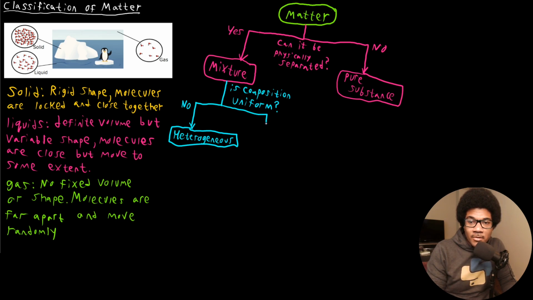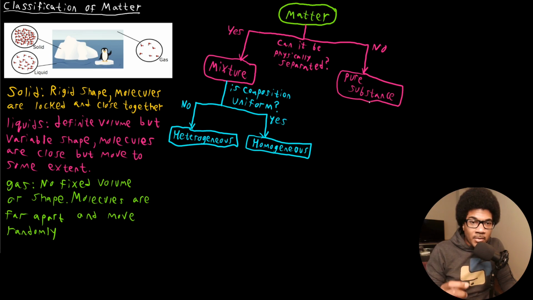If the answer to this question, is the composition uniform, is yes, if your composition is uniform, then that means you have a homogeneous mixture. Right, so these are the two different types of mixtures that you can have, either a heterogeneous or a homogeneous mixture.